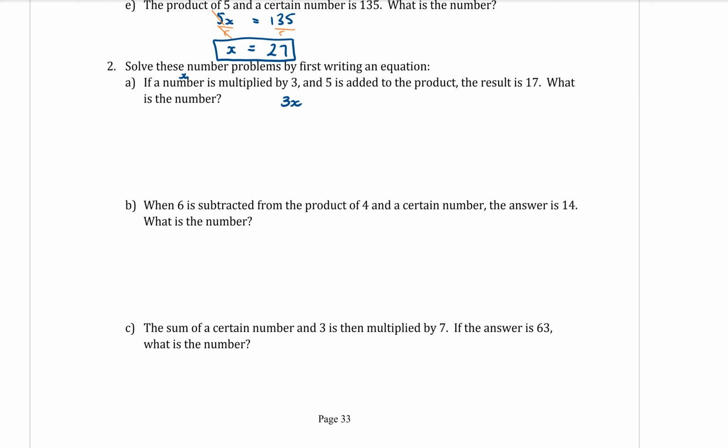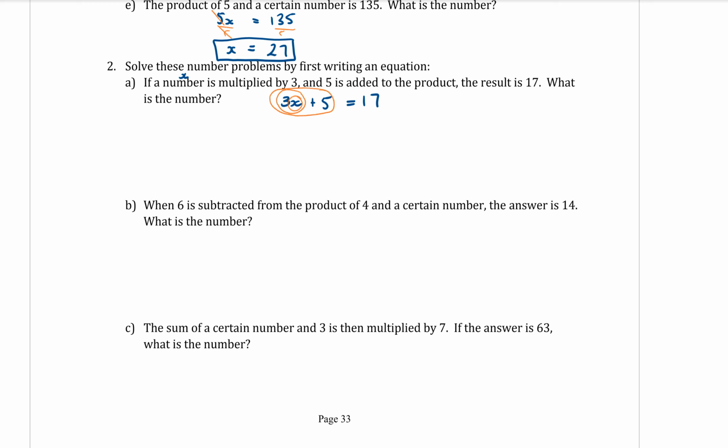If my number is multiplied by 3 and 5 is added to the product, that just means I want to plus 5. The result is means equal to, is equal to 17. Does that make sense? Just do a little bit of the words at a time. So there are 2 numbers. Let's do some circling. The x is what I'm trying to get. I've times by 3 and then I've got the 5.